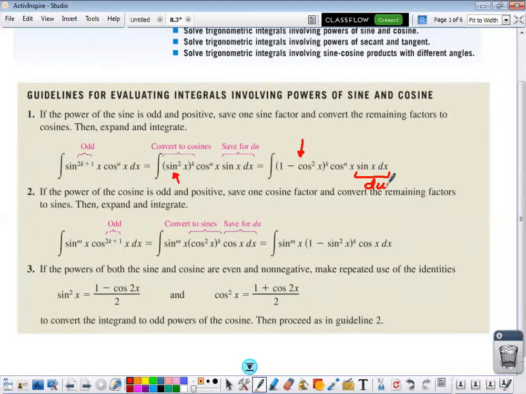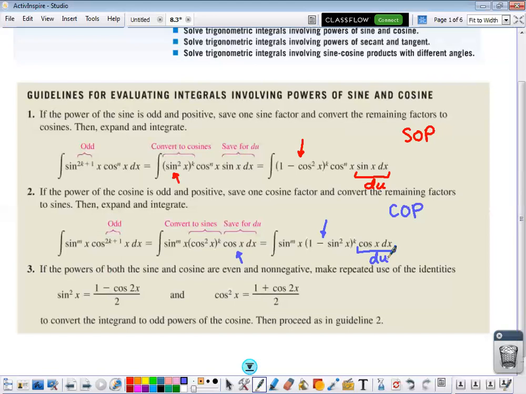So that is if sine is odd and positive, and this will make more sense when we actually do a problem. Now if cosine is odd and positive, the way you can remember this would be like SOP, sine is odd and positive. If cosine is odd and positive, you're going to take one of your cosines out and save it for your du. That's going to leave you with an even power on your cosine. Then you're going to use the Pythagorean identity, 1 minus sine squared, substituted in place of that cosine squared, and then distribute if you need to, and then you have your du out to the side.